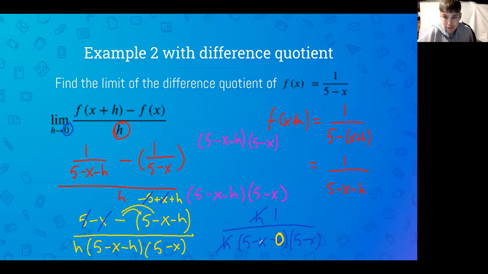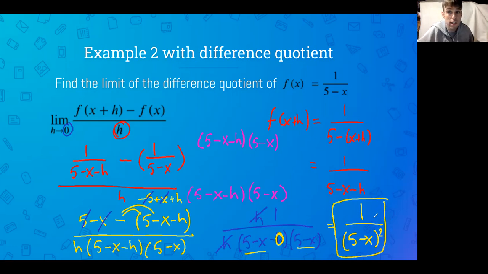This ends up just being 5 minus x times 5 minus x, which is the same thing as 5 minus x to the second power, because we have the same thing multiplied by itself. So this would be our derivative of the function there. That one was pretty tricky. Lots of fancy algebra that we had to pull out there.